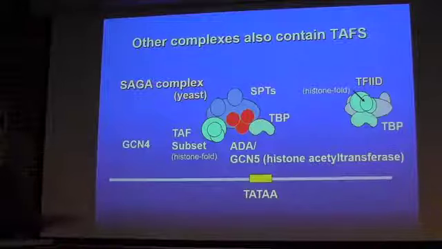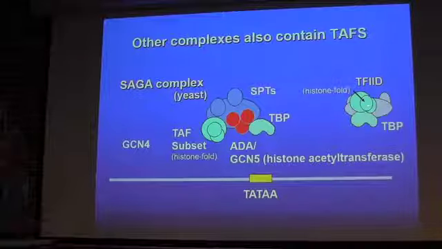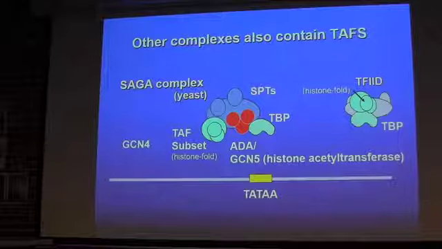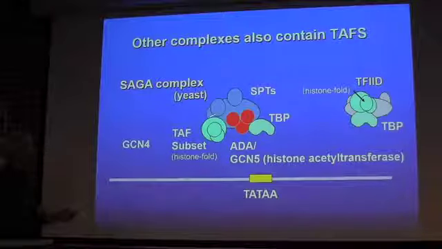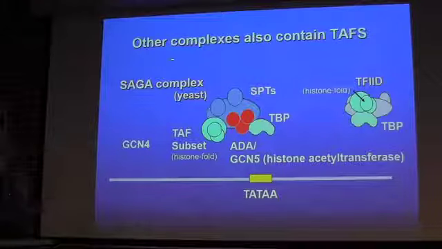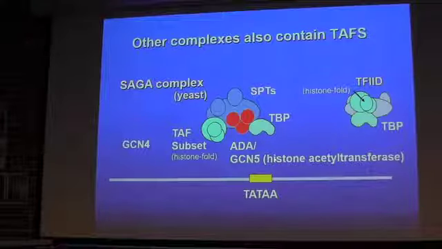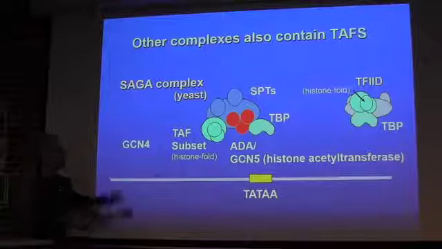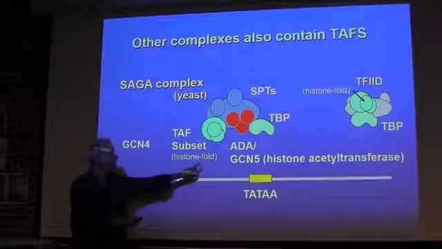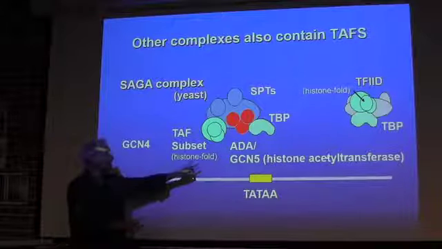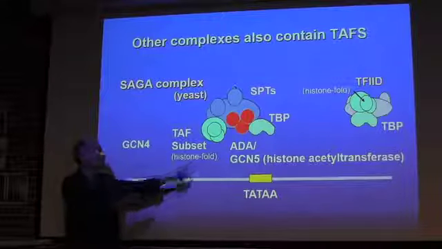All of them share a subunit that contains HAT activity. In TF2D, it's TAF1, right? That contains all the enzymatic HAT, TAF1. There are subunits that contain HAT in the other complexes too. GCN5 is the name of the HAT-containing subunit in SAGA.